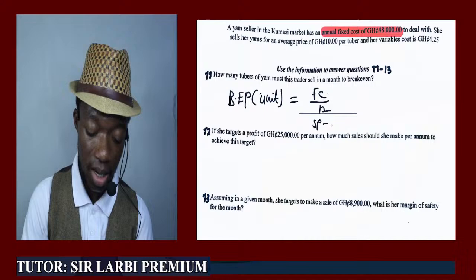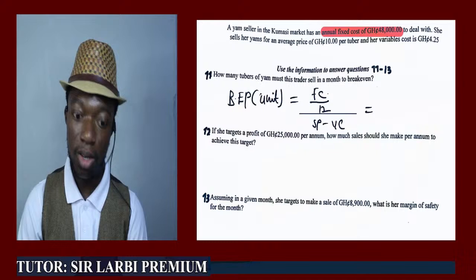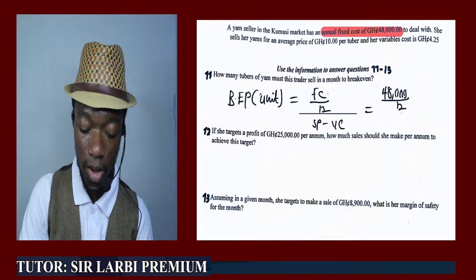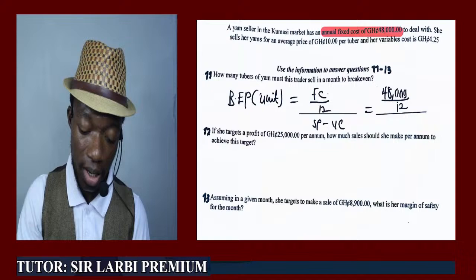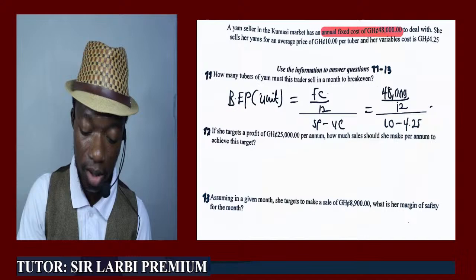So what is our fixed cost? It was 48,000, divided by 12. Divided by 12 and then divide all by the selling price, which we know to be 10, and then the cost is 4.25. So 10 minus 4.25. So what do we get straight up?